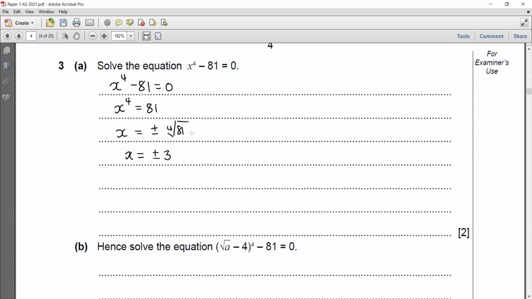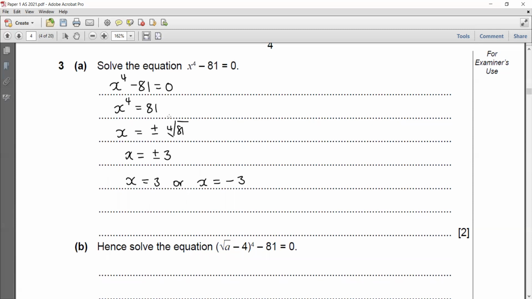So you're looking for a number that when you multiply it by itself 4 times, the answer is 81. So x is equal to 3. If you multiply 3 times 3 times 3 times 3, you get 81. You say negative 3 times negative 3 times negative 3 times negative 3, you still get 81. So those are the two solutions. So x is equal to 3, or x is equal to negative 3.